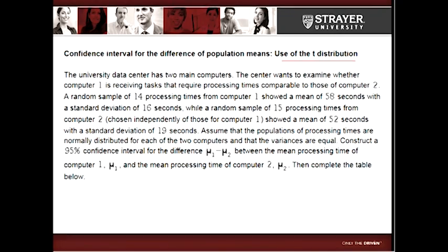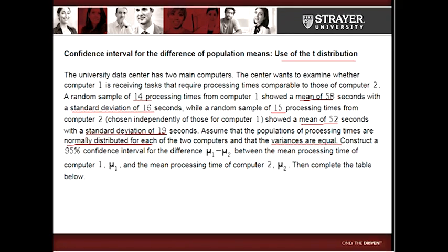So the University Data Center has two main computers. The center wants to examine whether computer 1 is receiving tasks that required processing times comparable to those of computer 2. So a random sample of 14 processing times from computer 1 showed a mean of 58 seconds and a standard deviation of 16, while a random sample of 15 processing times from computer 2 showed a mean of 52 seconds and a standard deviation of 19 seconds. Assume the populations of processing times are normally distributed and the variances are equal.